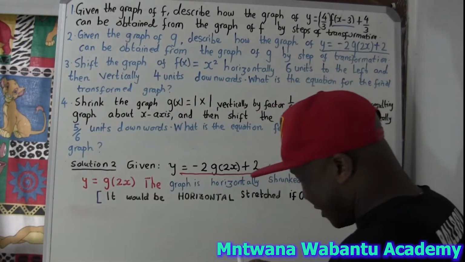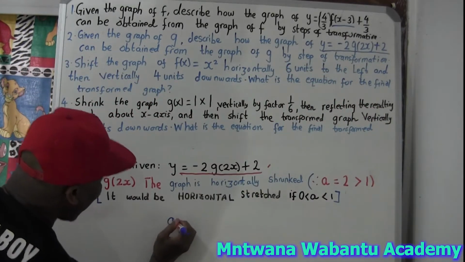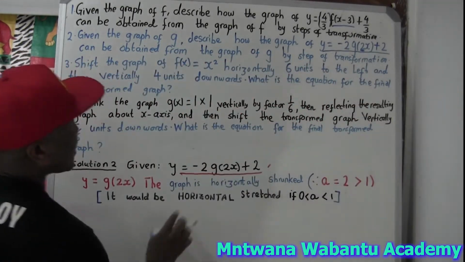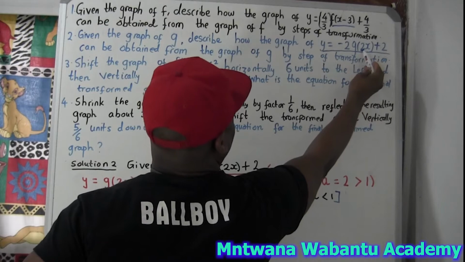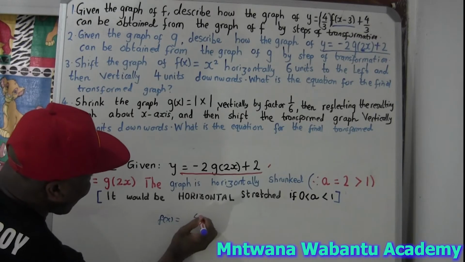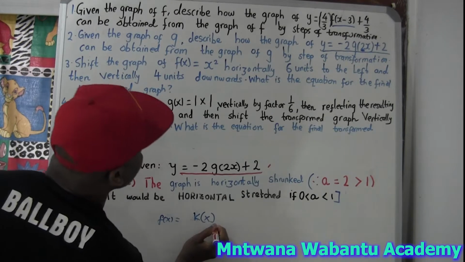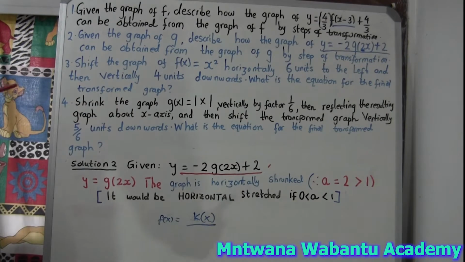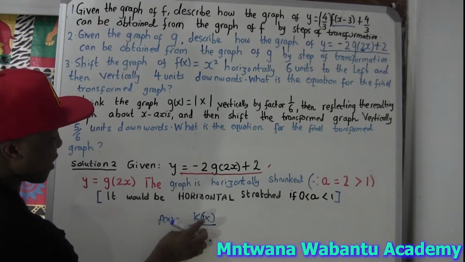Whenever, what is my a? My a is the number which is in here, this number here. If this number is greater than 1, then it's shrunk. So if somebody gives me, let's say, f of x equal to 4x, or k of x equal to x, even this is shrunk, because here we have a 1. If there's no number, it means there's a 1, which means this graph is shrunk.